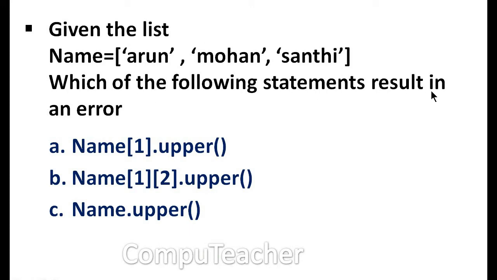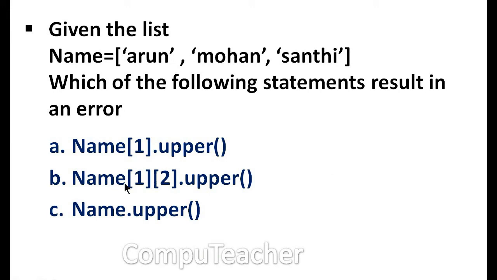Next one. Given the list name equal to [Arun, Mohan, Shanti]. Which of the following statements result in an error? Name of 1 dot upper, name[1][2] dot upper, name dot upper. What is the use of upper function? The function upper will return the uppercase equivalent of the string. Okay, what is name of 1? 0, 1. Mohan. Mohan is name of 1. Name of 1 dot upper. Is there any mistake? No.